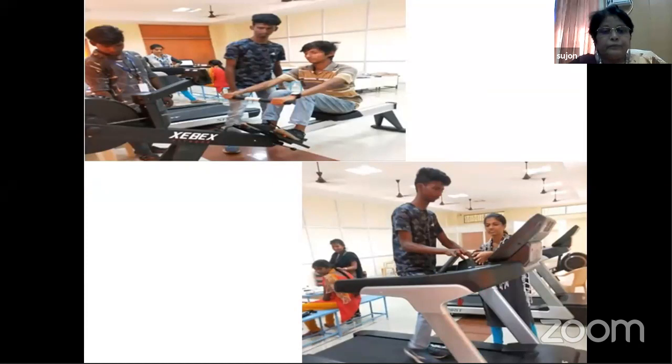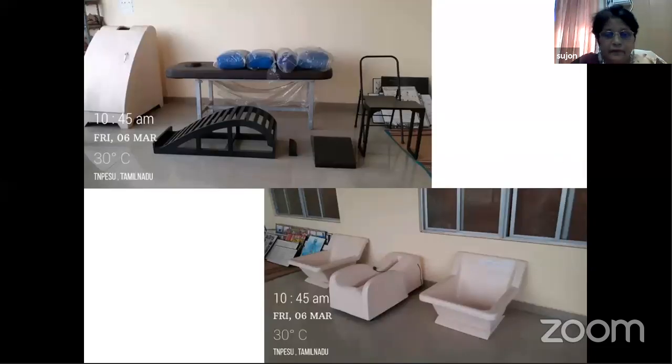Next, please. And we have established, as I told you, lots of laboratories. About 10 laboratories with wonderful equipment are established because it's a sports university. As I told you earlier, we are also giving lots of scientific support to the performers. And this is all about the labs, and some lab equipment.